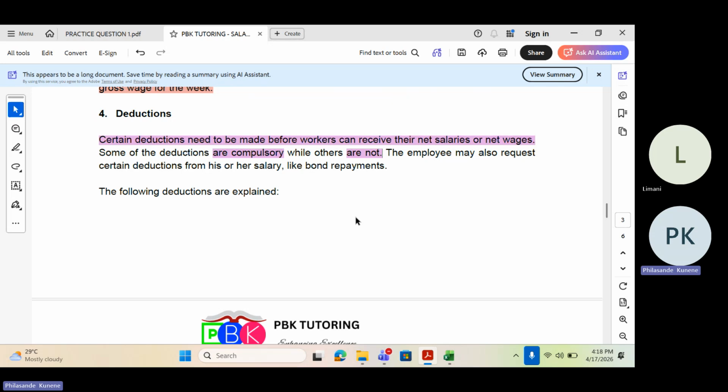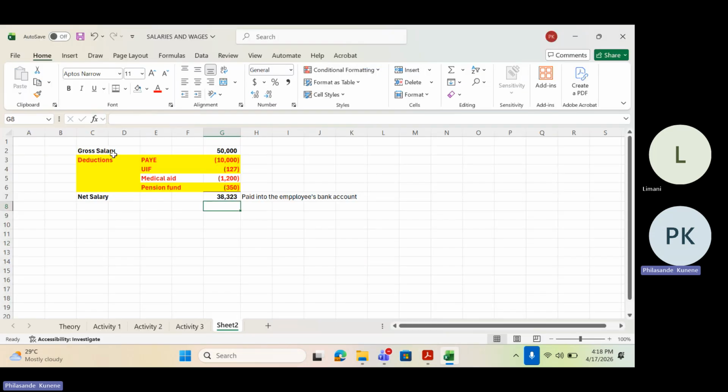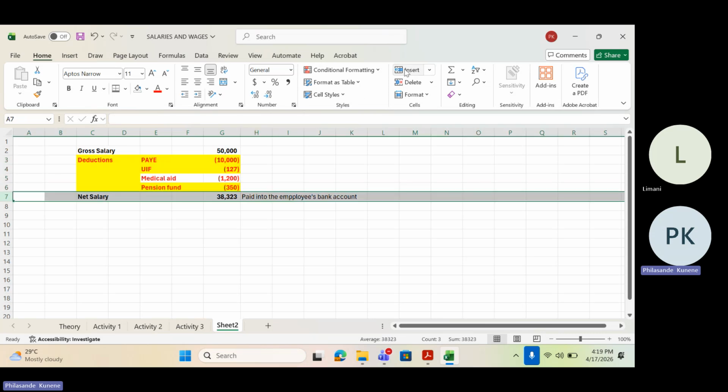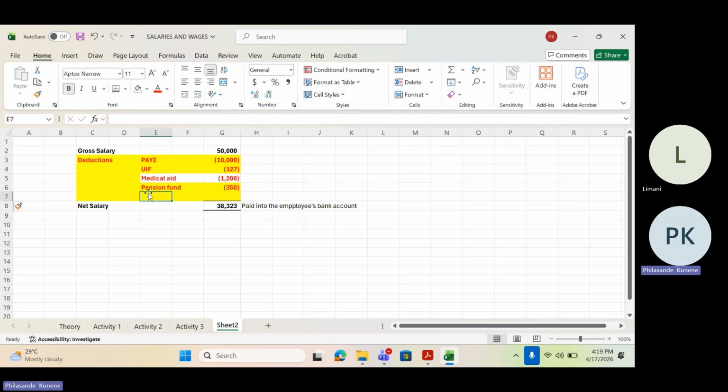Please, you need to take some notes along the way now. You need to take some notes, okay? The employee may also request certain deductions from his or her salary, like bond repayments. Can you see that? Bond repayment is not a deduction based on your employment contract, right? When you're signing your employment contract, you can see here, there is no bond deduction here, but you may request from your employer to say, from my salary, I want you to deduct, you may request and say, I want you to deduct what?